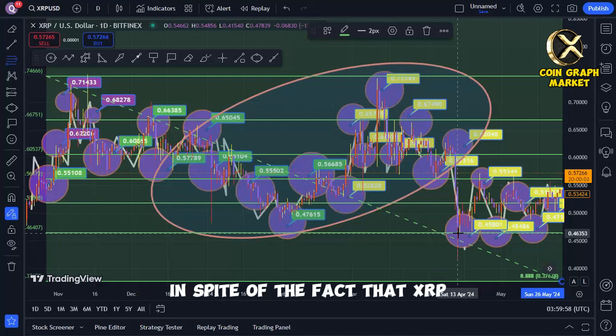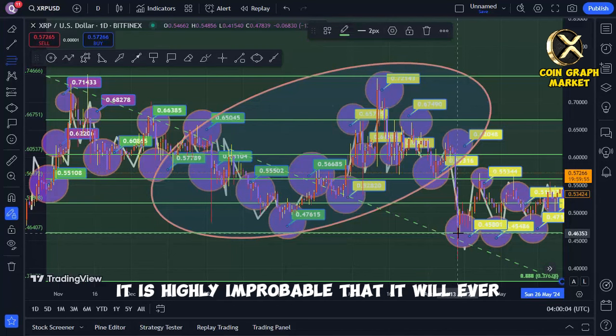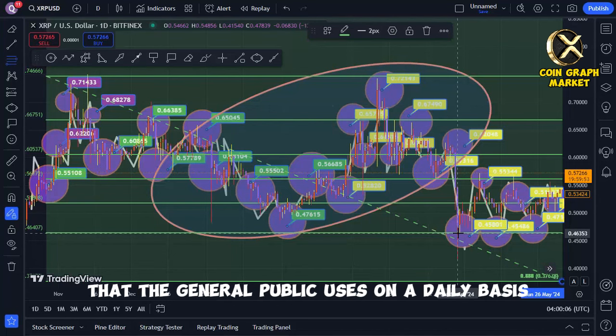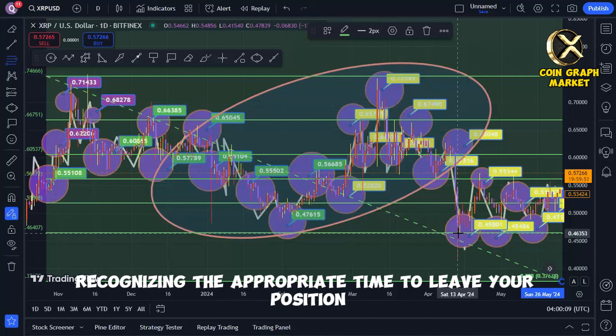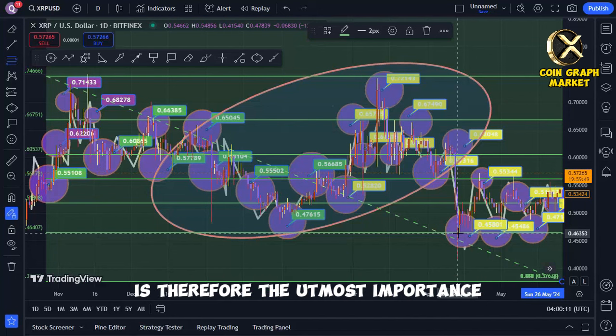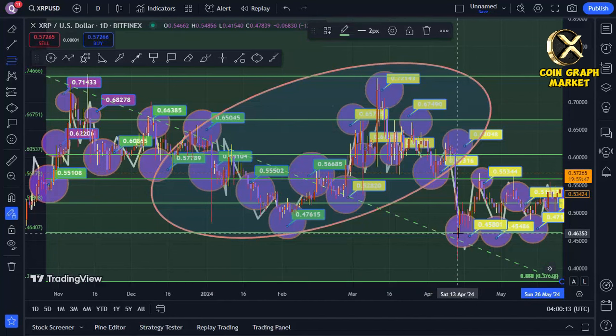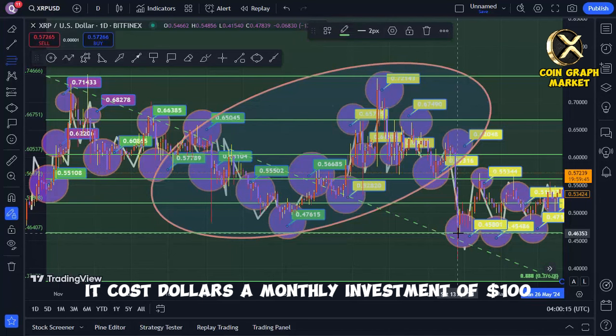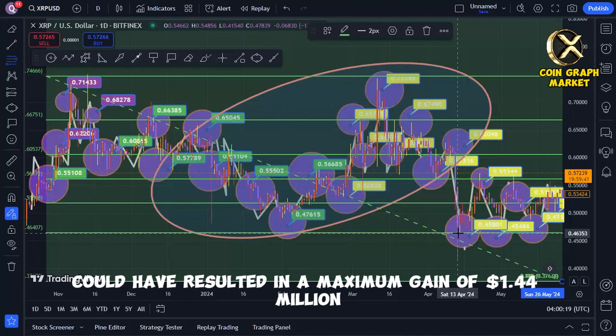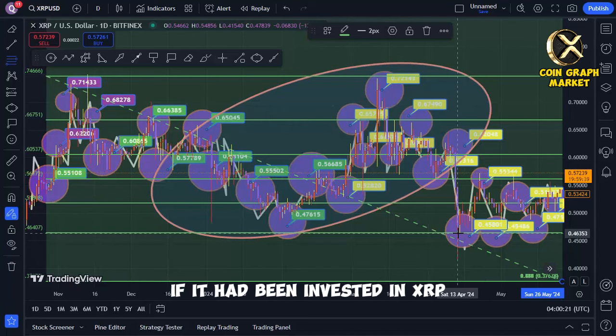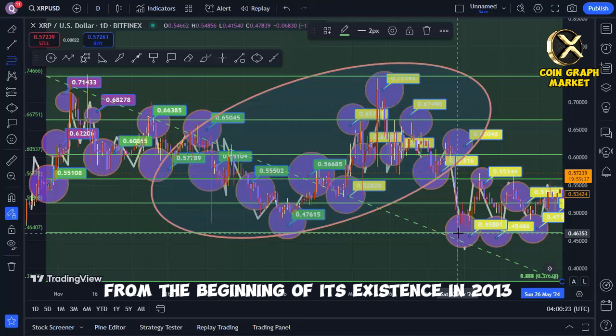In spite of the fact that XRP has been classified as the standard due to its function in bank and international settlements, it is highly improbable that it will ever become the currency that the general public uses on a daily basis. And recognizing the appropriate time to leave your position is therefore of the utmost importance. A monthly investment of $100 could have resulted in a maximum gain of $1.44 million if it had been invested in XRP from the beginning of its existence in 2013.